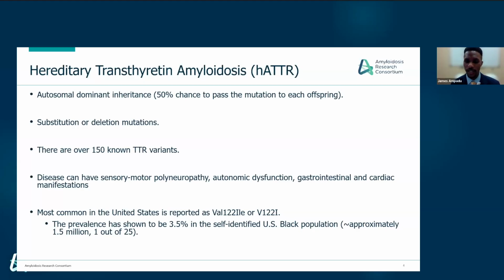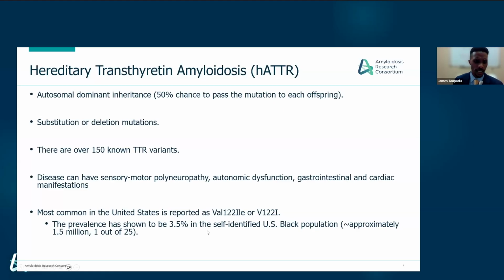You can have a sensory motor polyneuropathy, that's the numbness, tingling in the hands and feet, leading to inability to walk, etc. Can have autonomic dysfunction. This is how the body processes involuntary functioning. So blood pressure, heart rate, these things can be out of whack. And then we talked about gastrointestinal, weight loss, diarrhea, constipation, and then cardiac manifestations, heart failure, valvular disease, requiring a pacemaker, shortness of breath, fatigue, leg swelling.